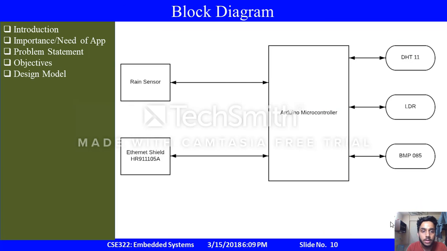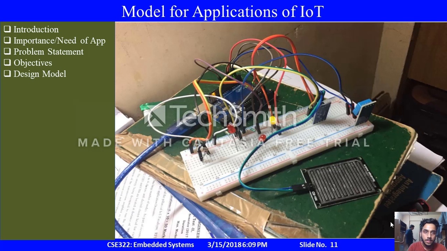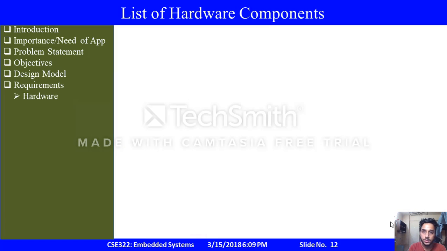So this is our block diagram. Rain sensor and Ethernet shield are connected to the Arduino microcontroller, and all these sensors, DHT11, LDR, BMP085, will collect the data and send it to the Arduino microcontroller. Then it will give the output. This is the model of our project that we have made.